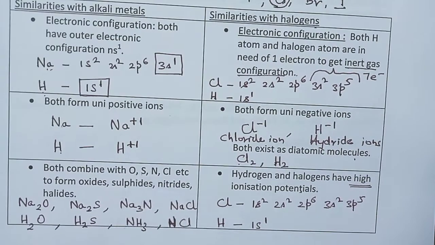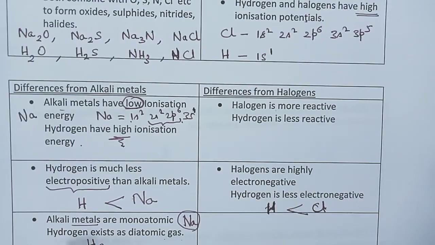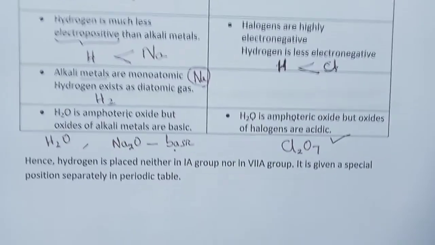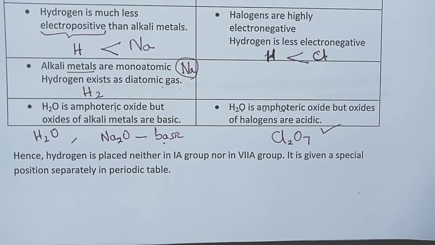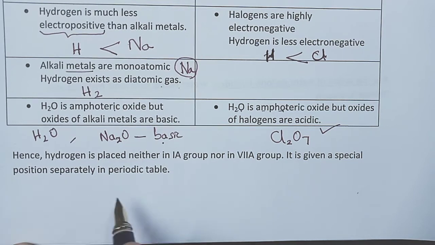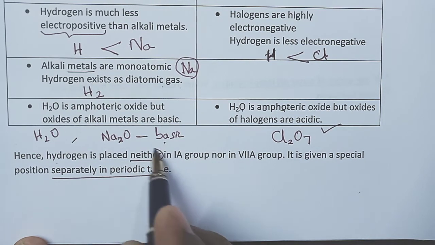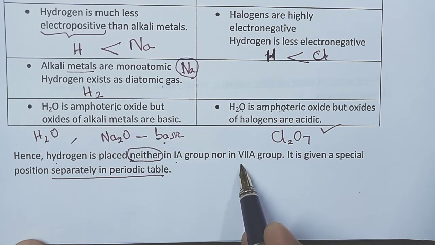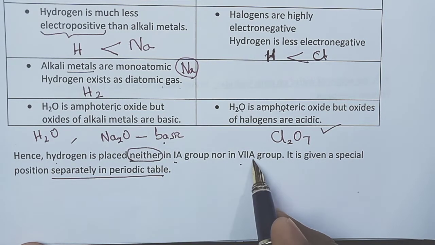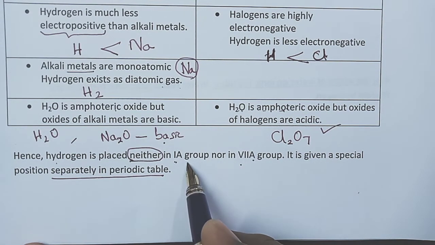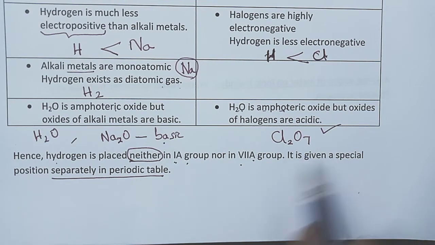In the first part we discussed the similarities. In the second part we discussed the differences. So what we understand is that hydrogen has some similarities and some differences with halogens and alkali metals. Therefore, the position of hydrogen in the periodic table has become a question mark. They have placed hydrogen separately in the periodic table. Hydrogen is placed neither in group 1A nor group 7A. It is not placed among halogens or among alkali metals.